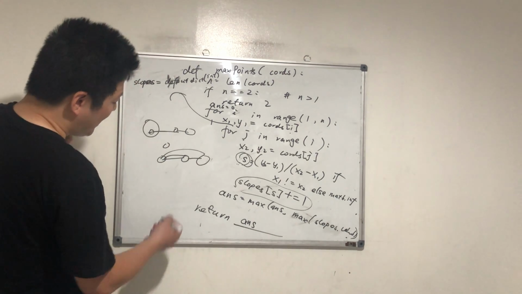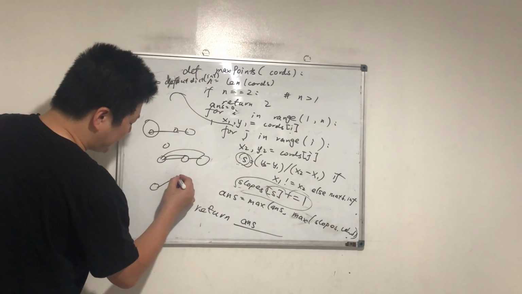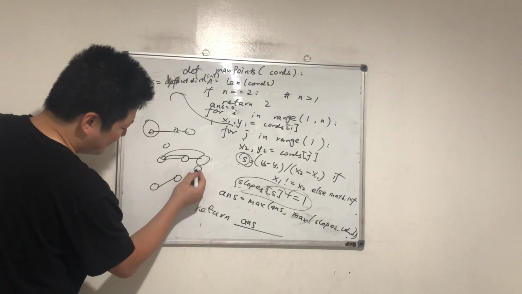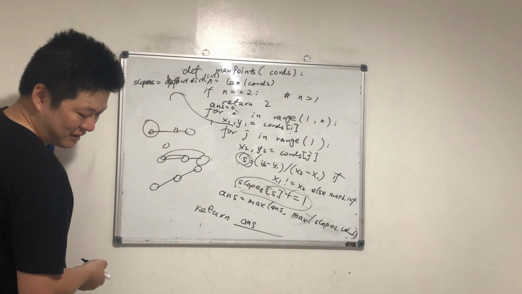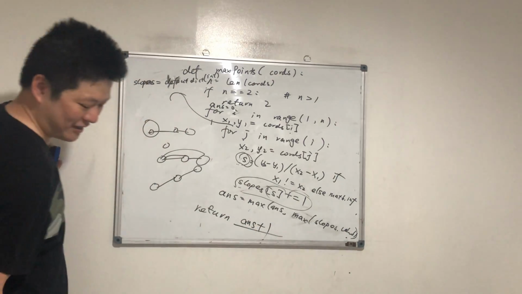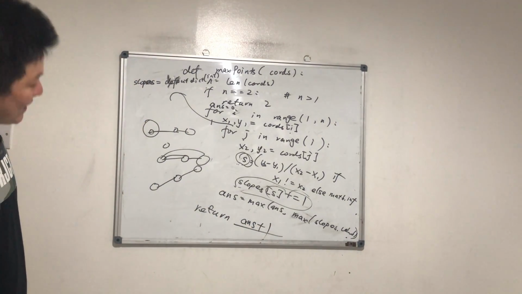Slopes plus 1. This is the slope. That's 1, right? And another line, 2. So how many points? When the slope value is 1, plus 1 is 2. Yeah, plus 1, that's what I mean. Got it? Yeah? What's the time complexity?